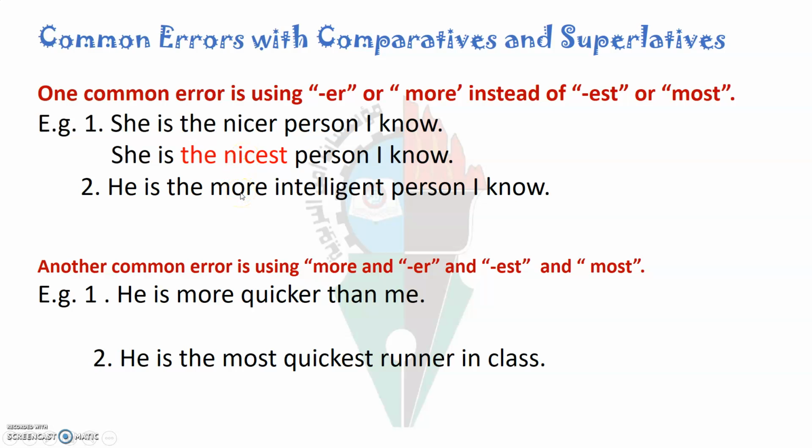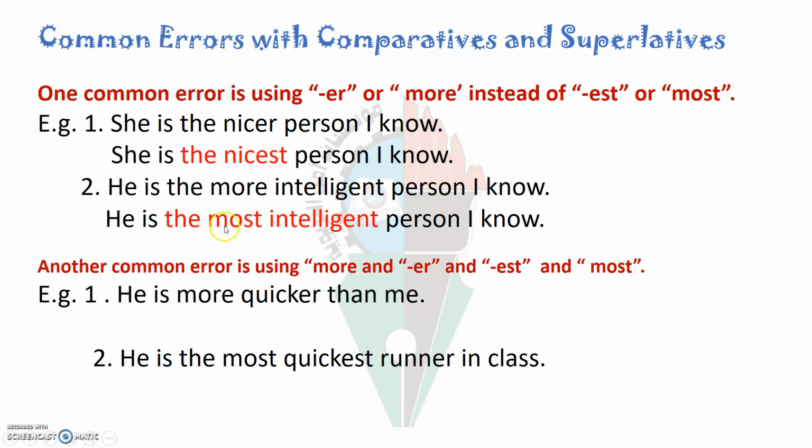He is the more intelligent person I know. Again, I'm comparing one person to a whole group, so I should use the superlative. The correct way would be, he is the most intelligent person I know. Another common error is using more and er and using est and most. For example, he is more quicker than me. It should be, he is quicker than me.